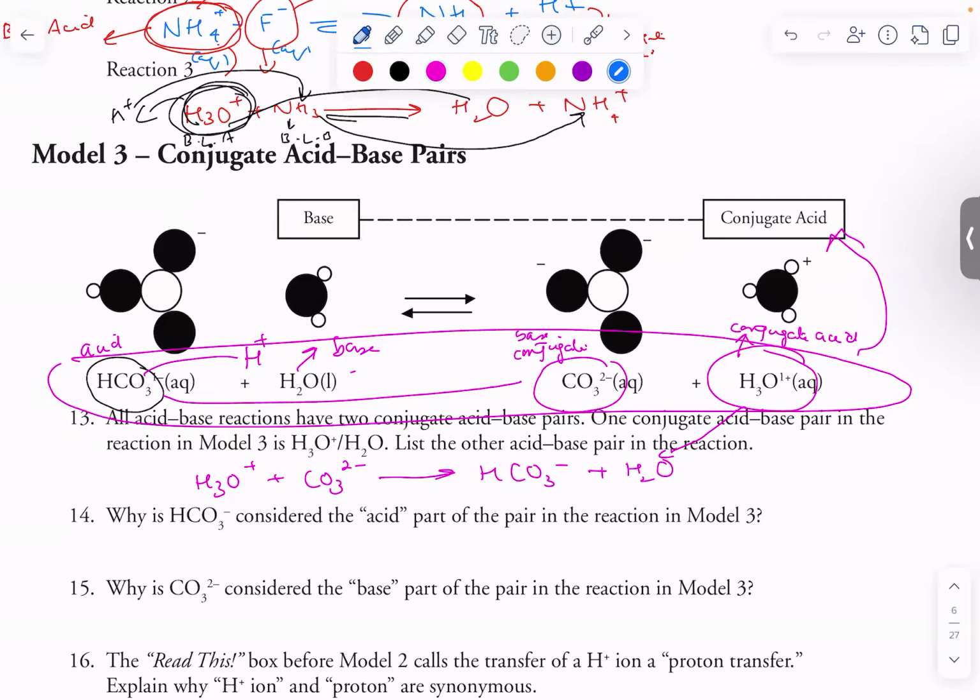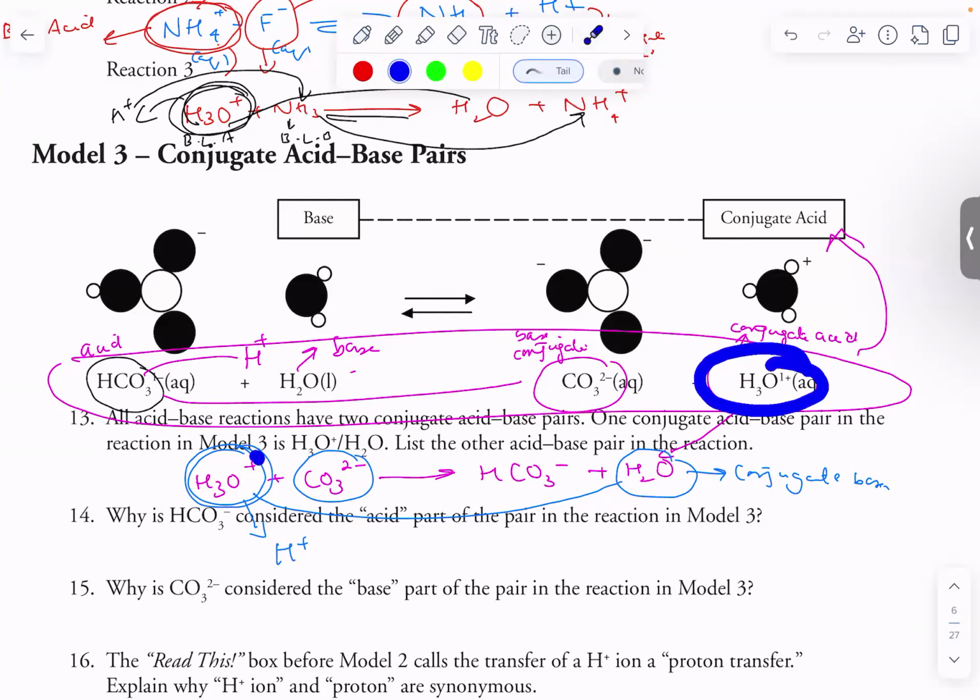Now tell me, what is H3O plus? It is going to donate a hydrogen ion, yes. So it would be the acid, and it will change into what? Water. So this is the conjugate base. So the conjugate acid is still technically an acid. Have a look. H3O positive here is an acid. And here it is what? Conjugate acid. And here it is an acid.